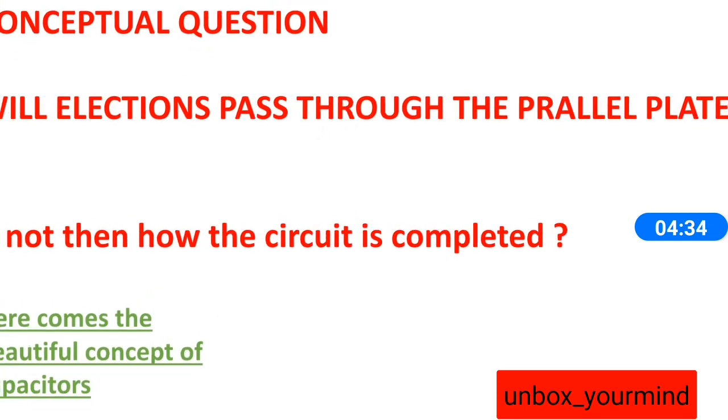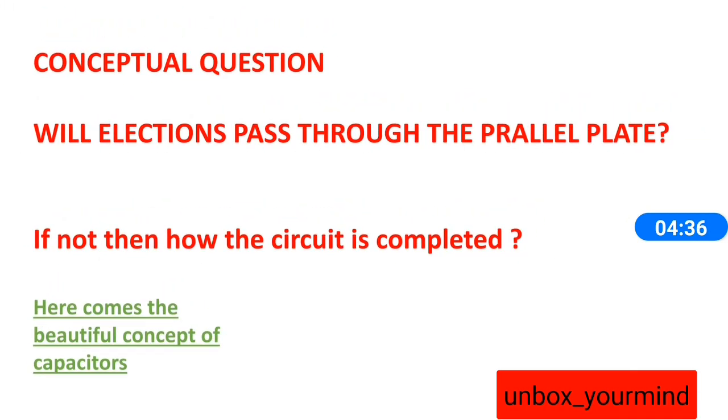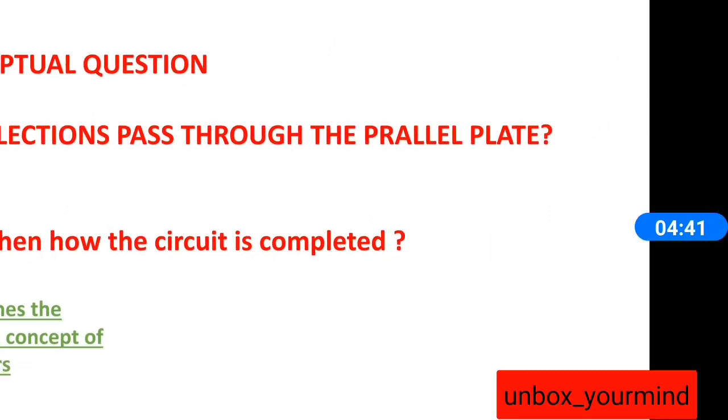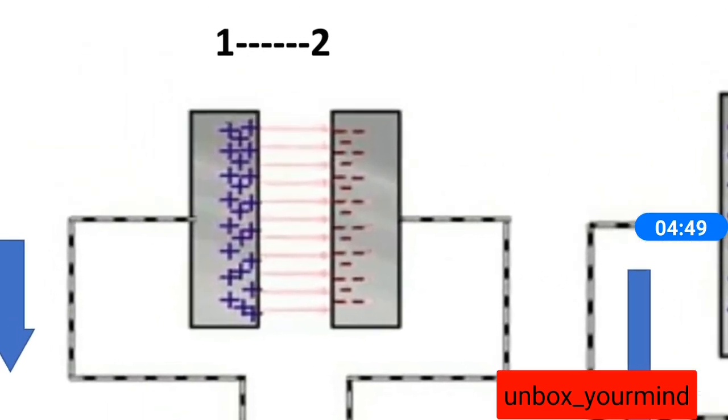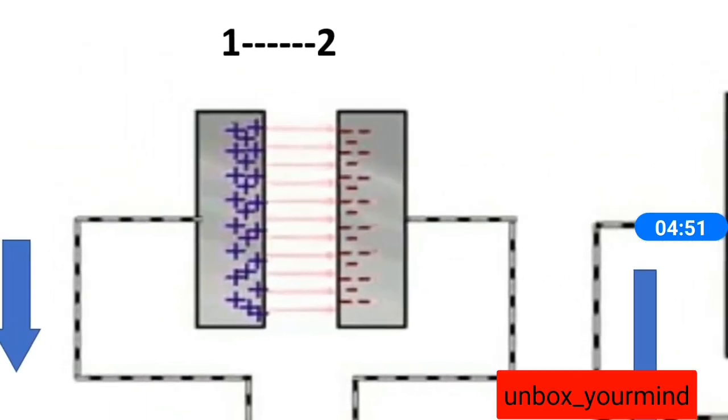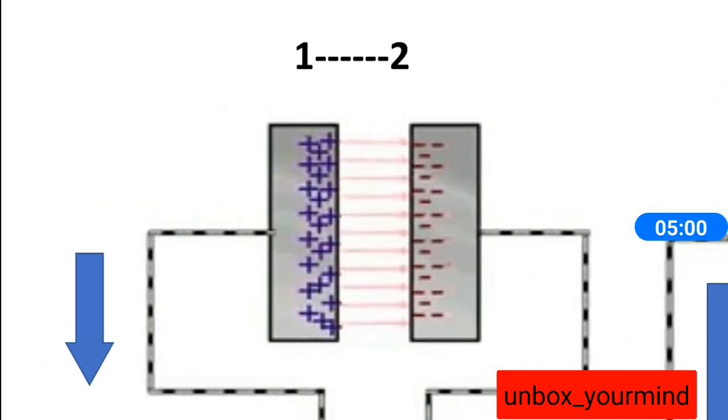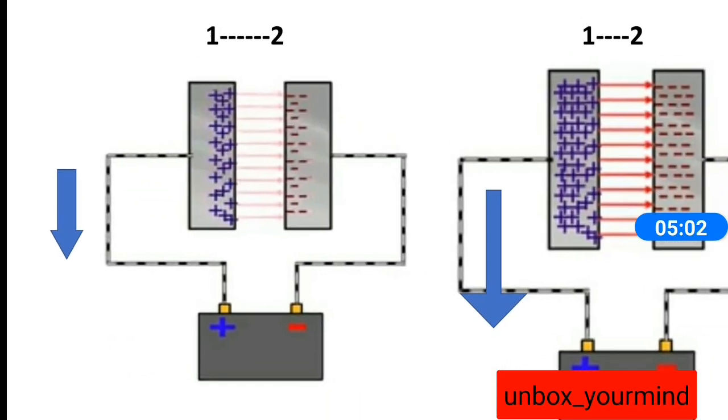If not, how is the circuit completed? That's the most beautiful concept of the capacitor. We'll see. As soon as the electrons start to accumulate in the second plate, the electrons present in the first plate are repelled by the second plate's electrons and start to move in this direction. So this is what is happening.